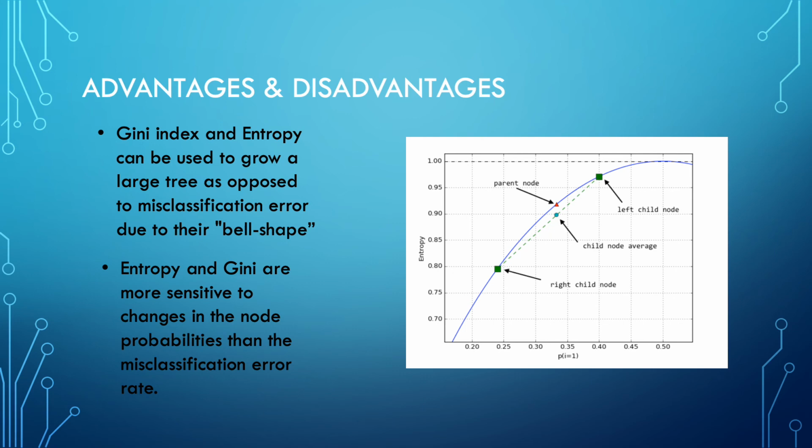Basically, the most important point that I want you to take away from this is that entropy is always larger than the average entropy due to its bell shape, which is why we can keep continuing to split the nodes in contrast to the classification error. An advantage of both Gini index and entropy is both are used to grow large trees as opposed to the misclassification error. However, entropy and Gini are more sensitive to changes in the node probabilities than the misclassification error rate.